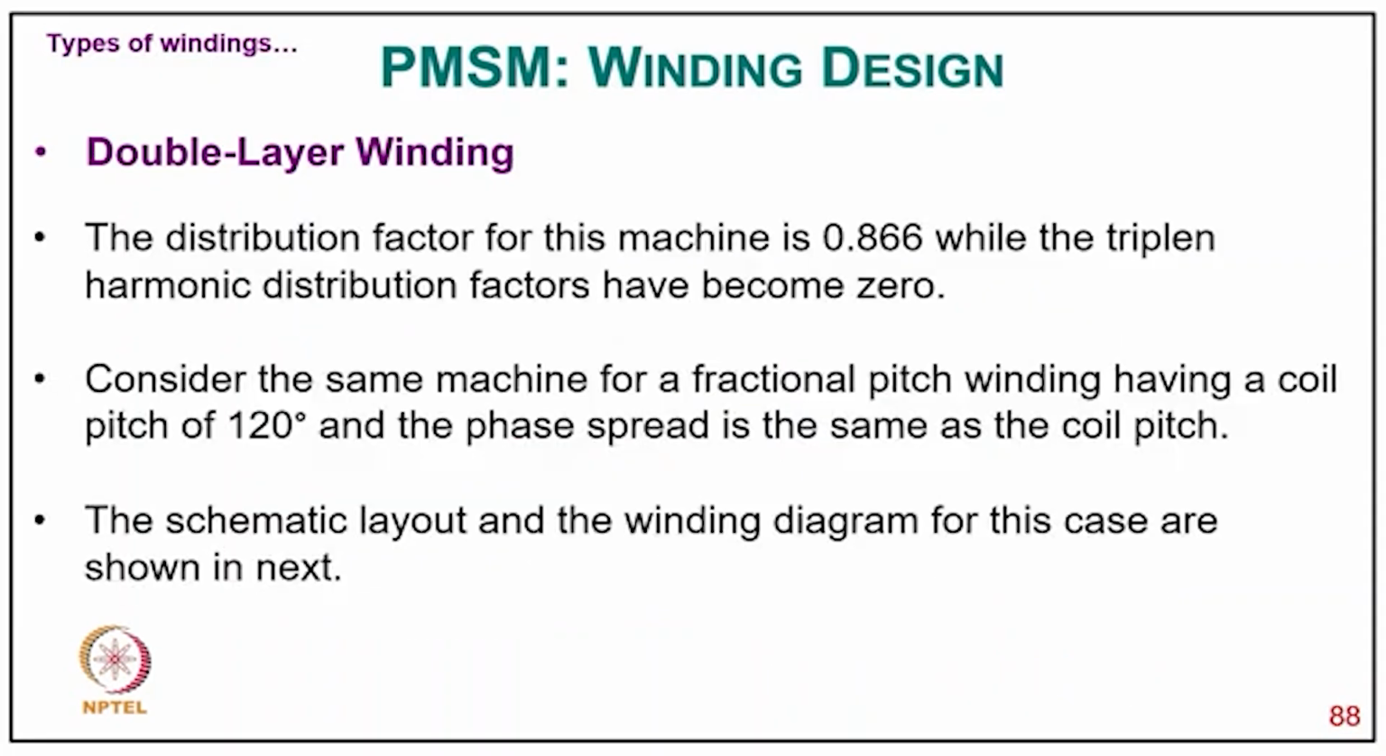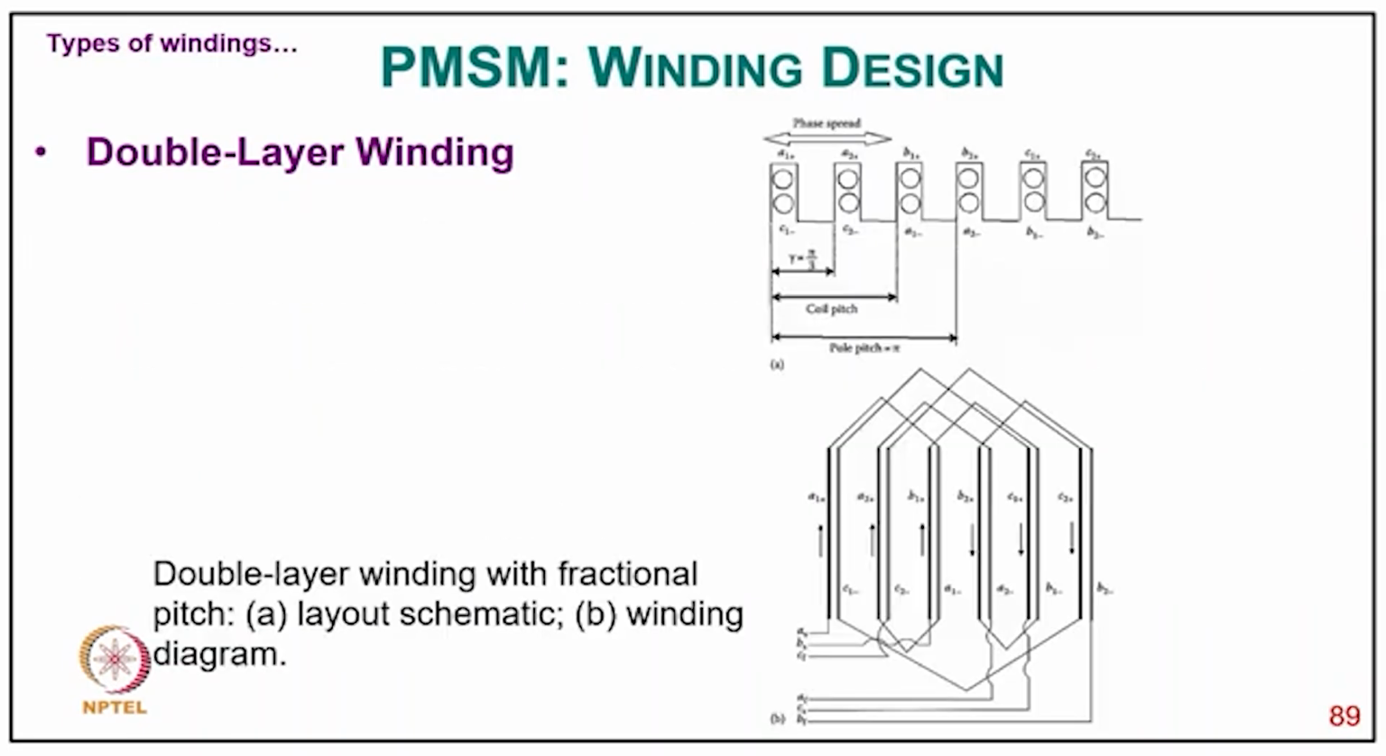includes that. So the distribution factor for this machine is 0.866, while the triplen harmonics distribution factor becomes 0. Considering the same machine for the fractional pitch winding having a coil pitch of 120-degree, and the phase spread is the same as the coil pitch, the schematic layout and the winding diagram for this case are shown in the next. You can clearly see here how it is typically for double layer winding.